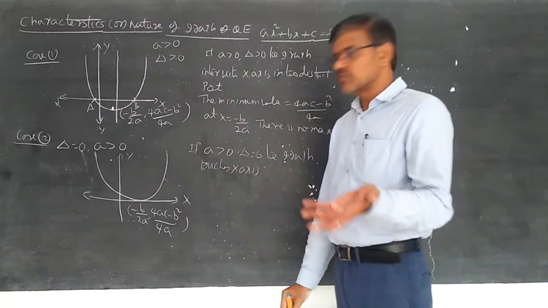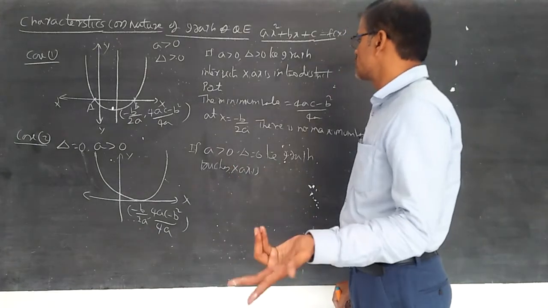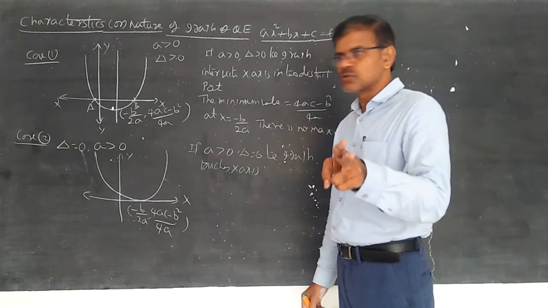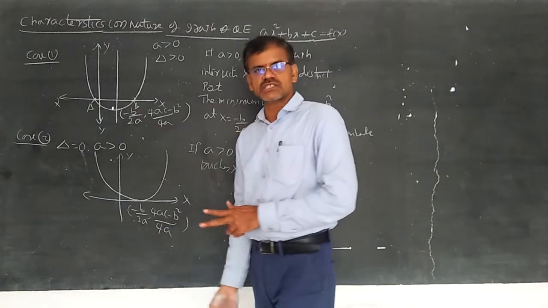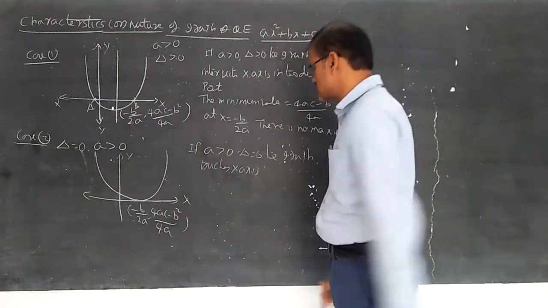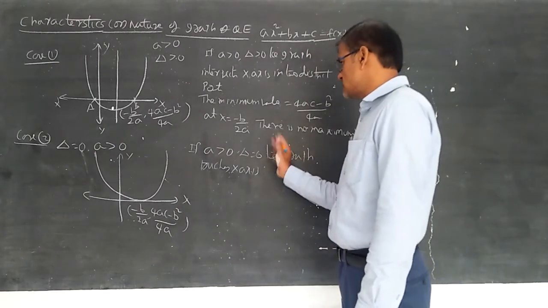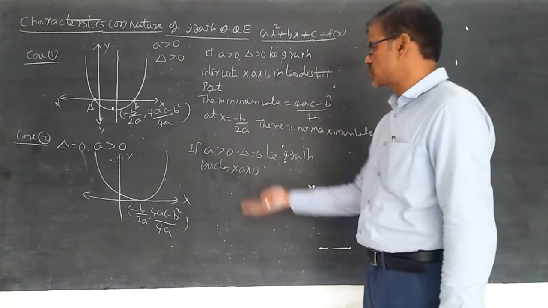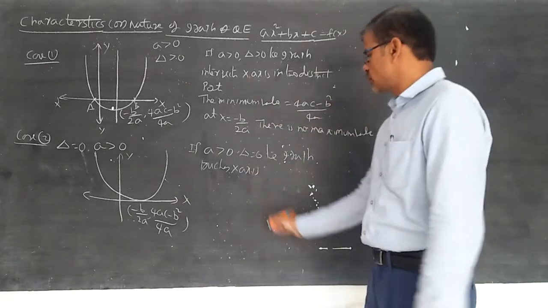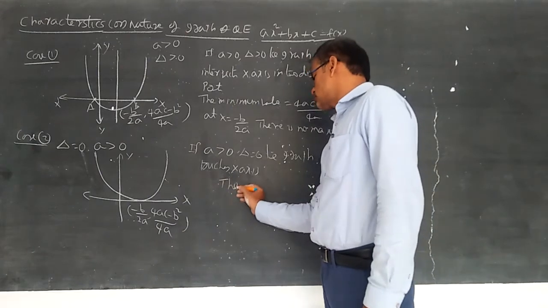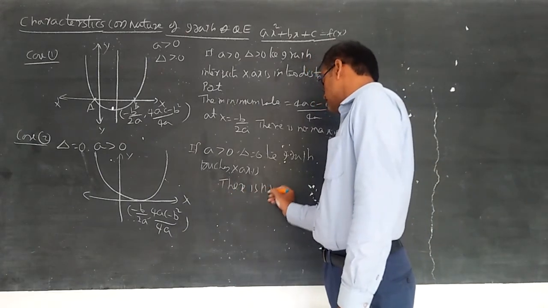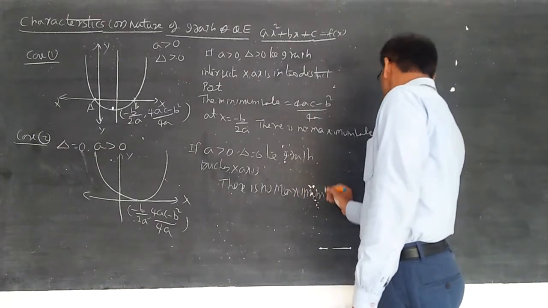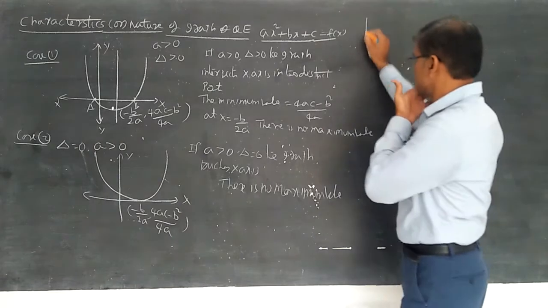Because delta is equal to 0 means there are two equal roots. That is why the two roots became one root, therefore the secant became a tangent. So according to the geometry concept also it is correct. It touches the x-axis. There is no question of two distinct points. The same concept, the minimum value is 4ac minus b square by 4a. There is no maximum value for this also.